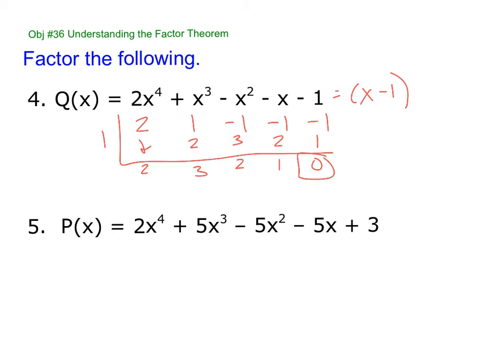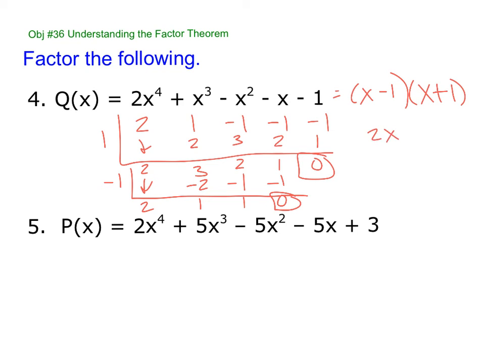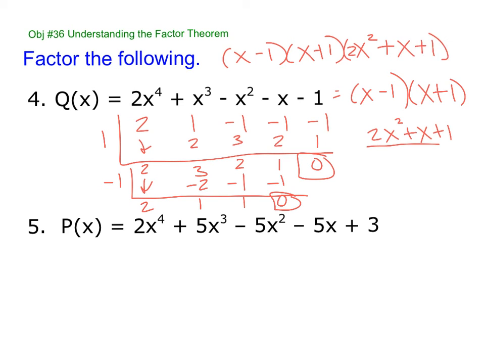But we're down to an x to the third. So we have to do it again. So I'm going to try, since all of these are positive, I'm now going to try negative 1. 2, negative 2, 1, negative 1, 1, negative 1, 0. So that gave me x plus 1, and then I have 2x squared plus x plus 1. So that's actually not factorable, if I'm looking at that right. There's no way, because they're all plus. So my answer is x minus 1, x plus 1, 2x squared plus x plus 1, because that is not factorable.